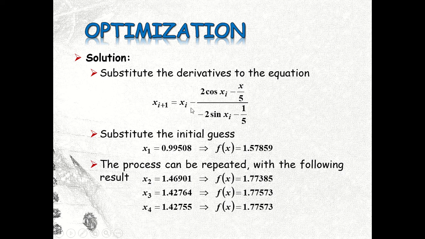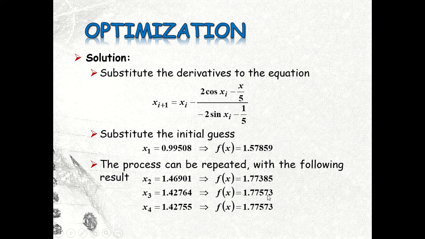And when i is equal to 2, this becomes x sub 2, and 2 plus 1 is x sub 3. So your x sub 3 is equal to x sub 2 minus 2 cosine of x sub 2 minus x sub 2 over 5, divided by 2 times sine of x sub 2 minus 1 over 5. Then substituting, you just repeat the process and you will get x sub 3, x sub 4 and so on.